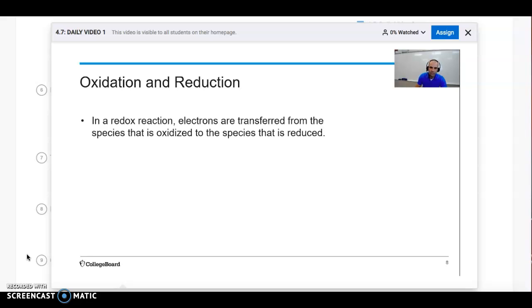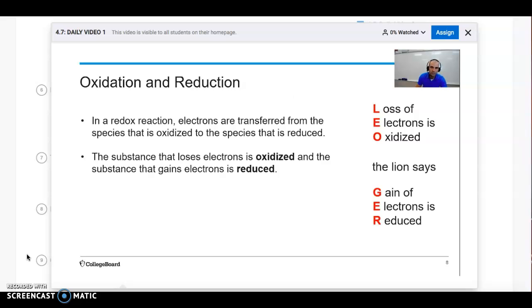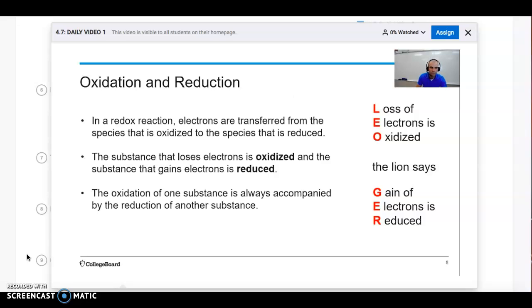In a redox reaction, electrons are transferred from the species that is oxidized to the species that is reduced. The substance that loses electrons is oxidized, and the substance that gains electrons is reduced. We have a mnemonic device to help us with this. Leo the lion says grr. Leo means the loss of electrons is oxidized, and grr means the gain of electrons is reduced. The oxidation of one substance is always accompanied by the reduction of another substance.